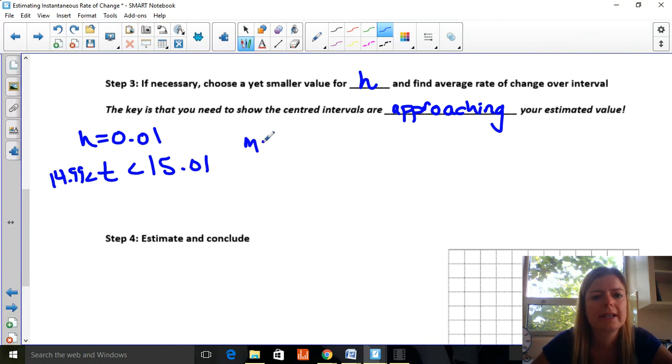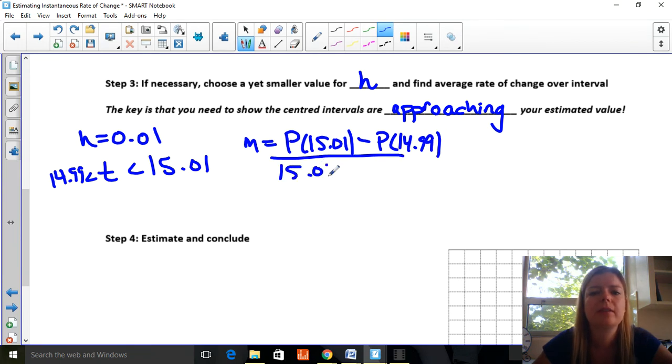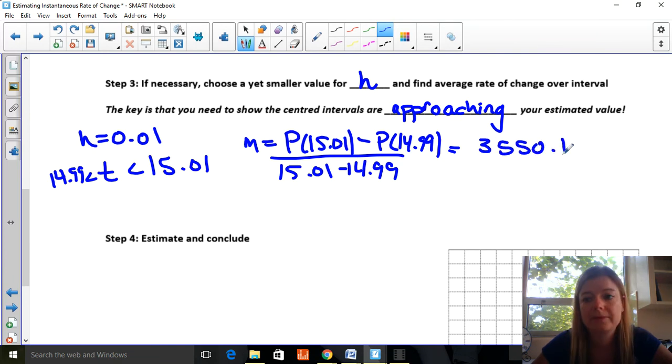So our slope is p at 15.01 minus p at 14.99 divided by 15.01 minus 14.99. Okay, and when you do this, you get 3,550.1. So after 3 estimates where our h value is getting very, very small, we can see that it is in fact approaching 3,550. So that's a safe estimate for us to make now.